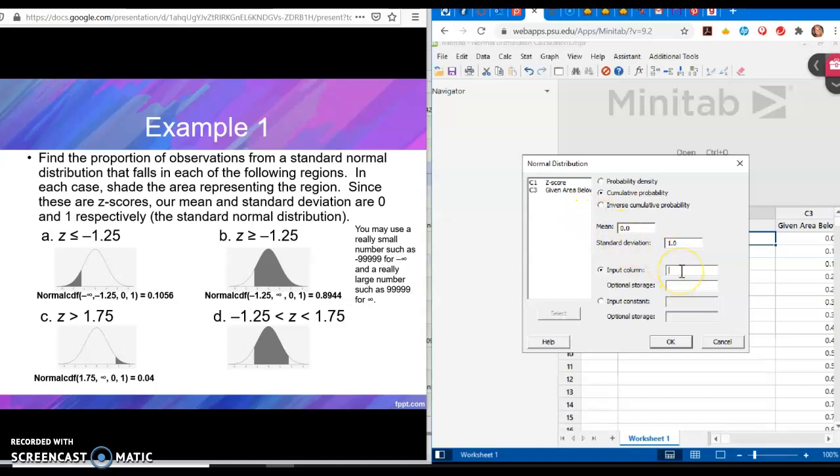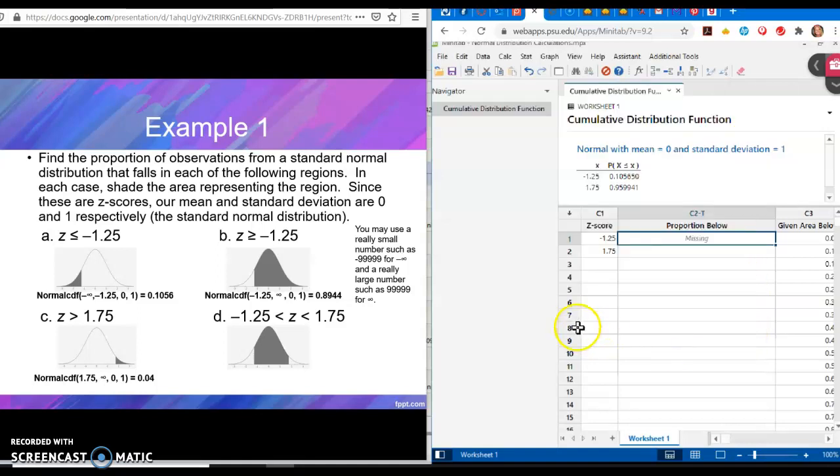So when you click in the box for input column, I'm going to say my z-scores that I want it to find the proportion below are in column C1. So I'm going to double click on C1. And then I click OK.